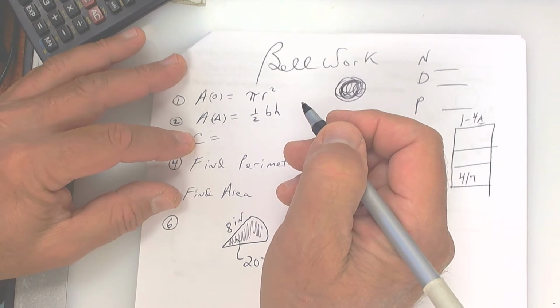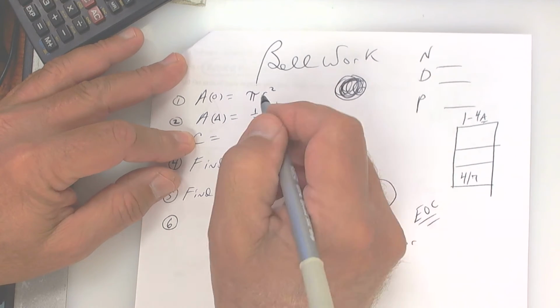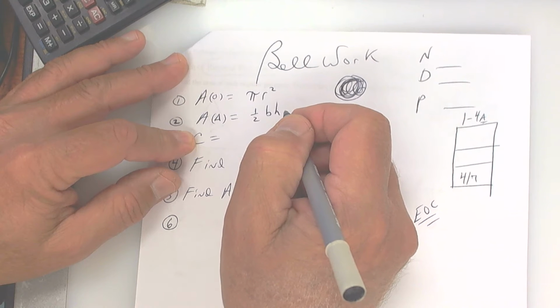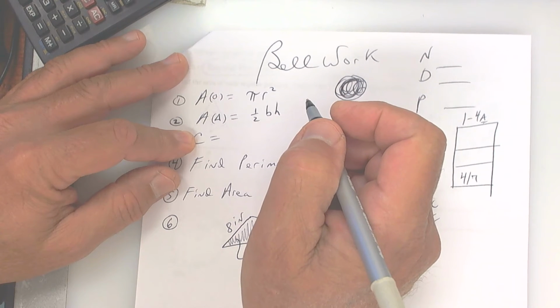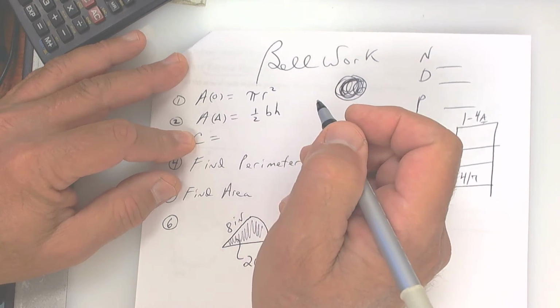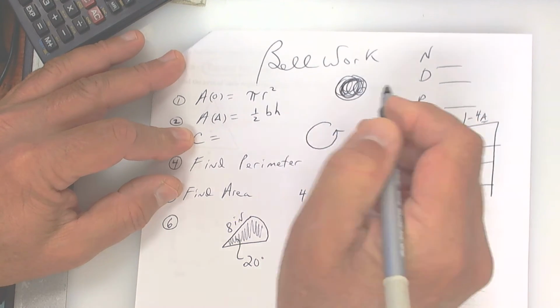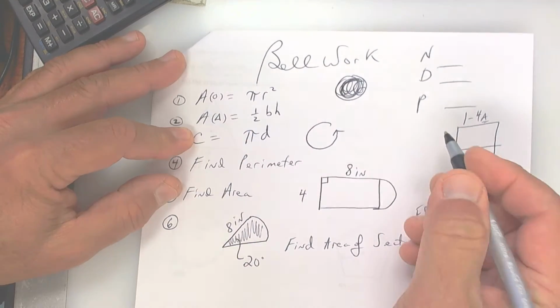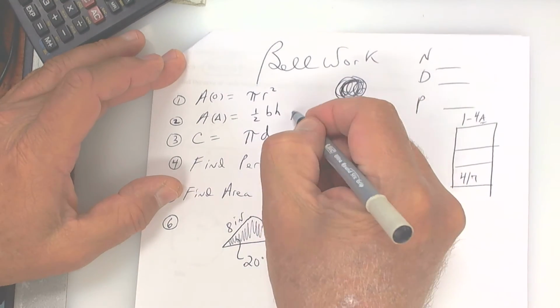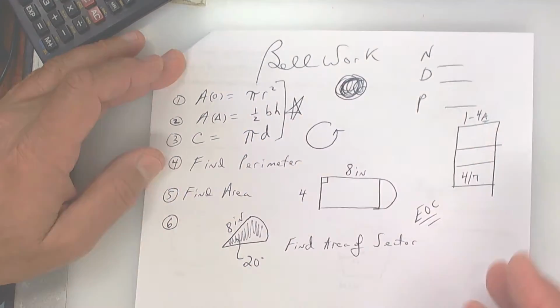Use your formula sheet if you don't have them memorized yet, but you need to get them memorized. If you are absent, the formula sheets are up on that cart in the front of the room. Circumference is the distance around a circle, so that's pi times diameter. Make sure you memorize these, put a star by this. All right, let's go on.